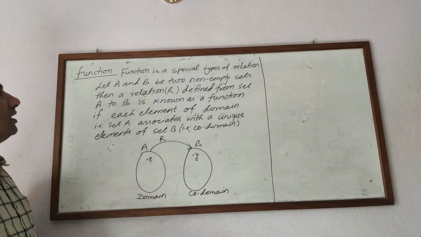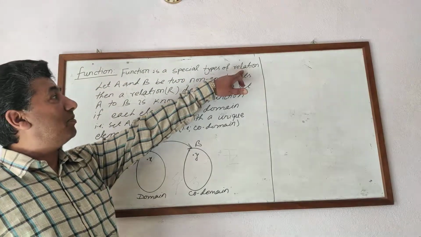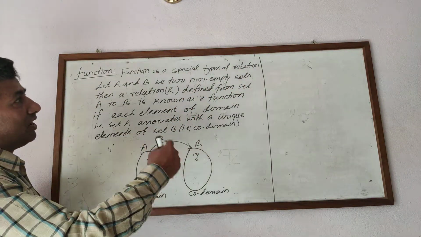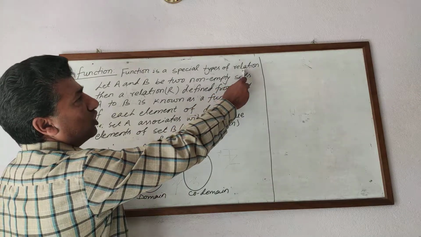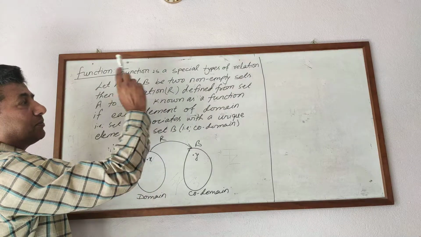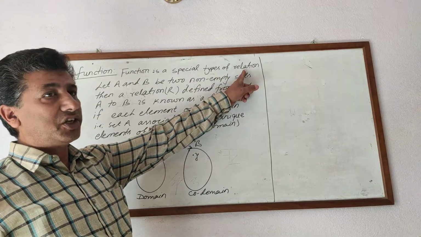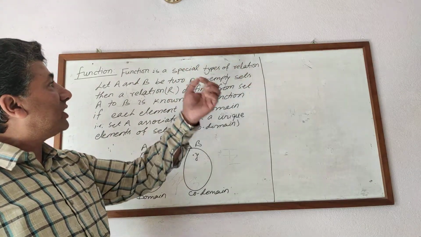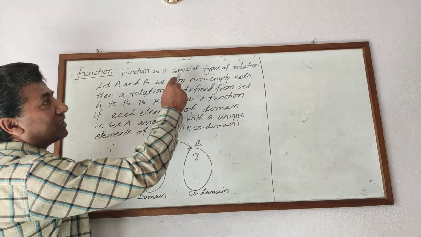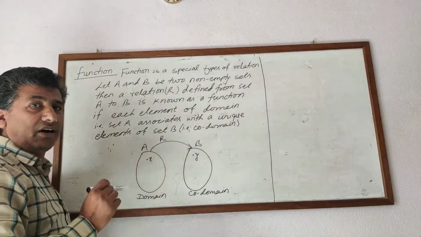Now, about function. First of all, we have to understand function is a special type of relation. In my previous chapter, I have already explained about relation and Cartesian product. Again, I will explain. Relation is a subset of Cartesian product, and function is a special type of relation. Now, what is the difference between function and relation? First of all, you have to understand. I will say one sentence. All the functions we can say relation, but all the relations will not be a function.